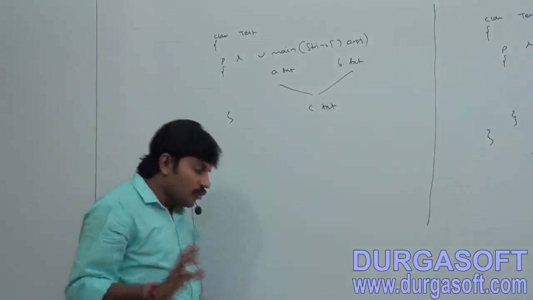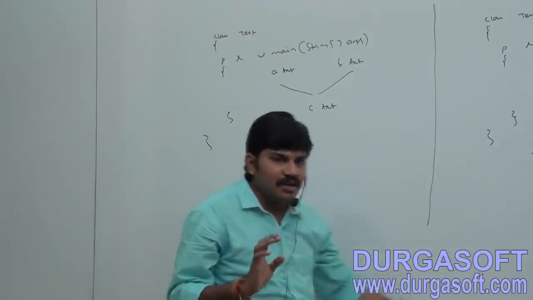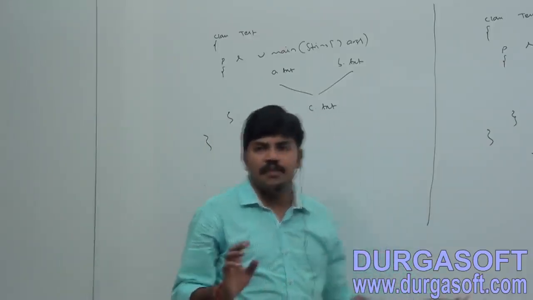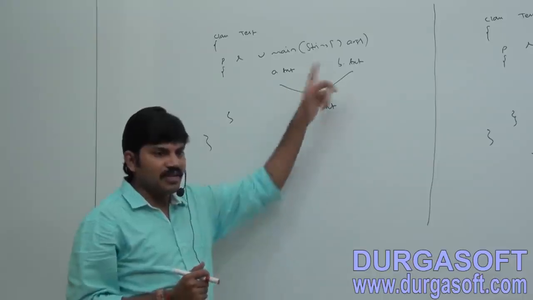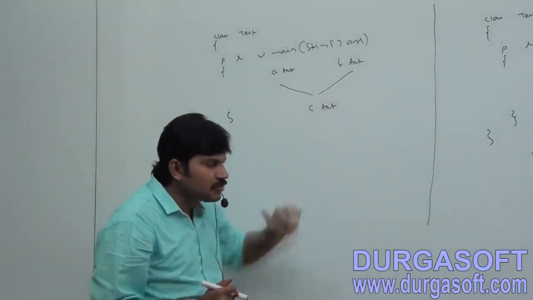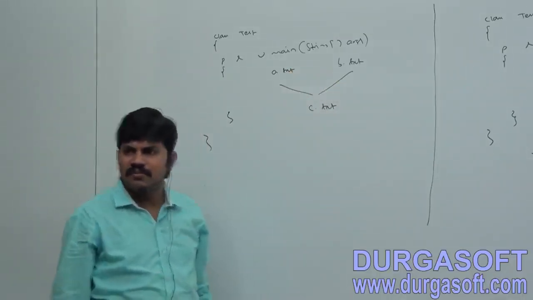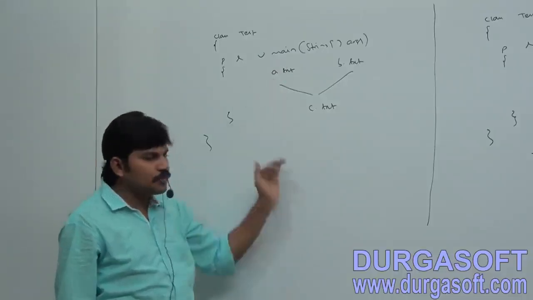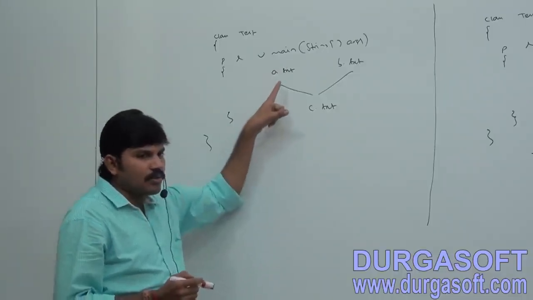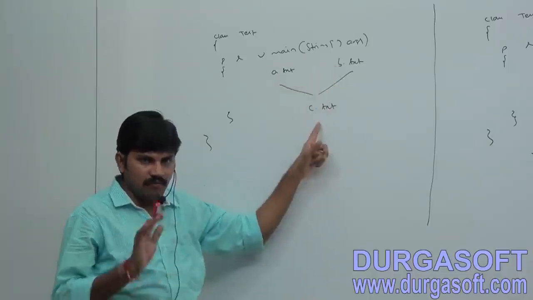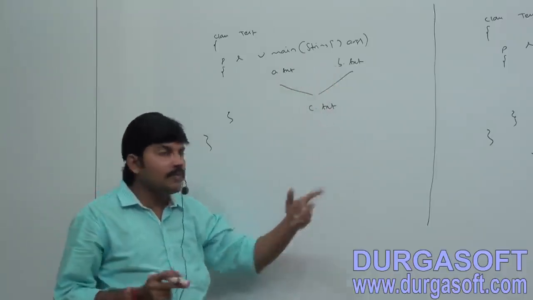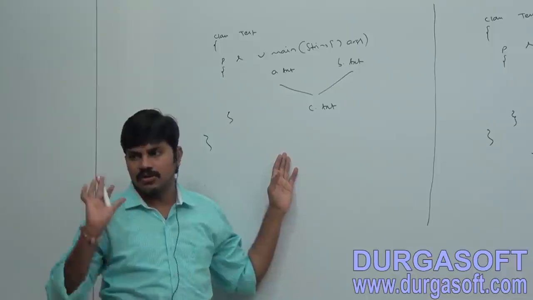Okay, well. But tomorrow, my data is available in x.txt and y.txt, and I want to merge it into z.txt. Can I use this program? No, because in this program you already hard coded the A, B, C files. If the data is available in some other files, then we can't use this program, right?